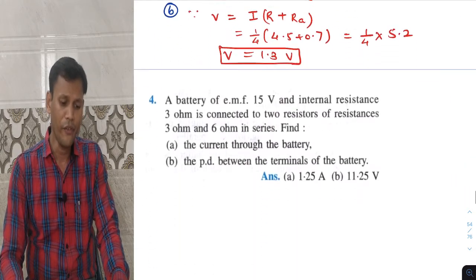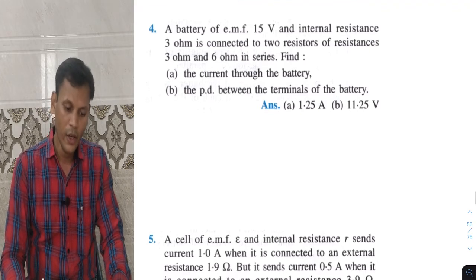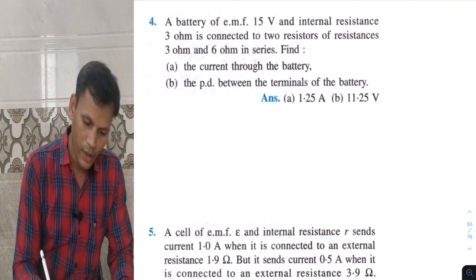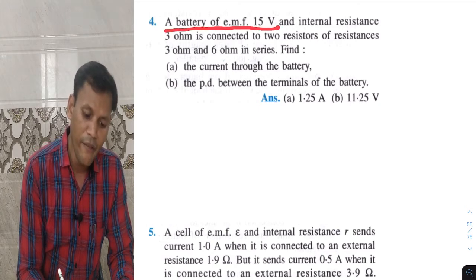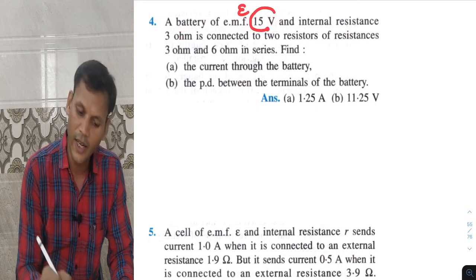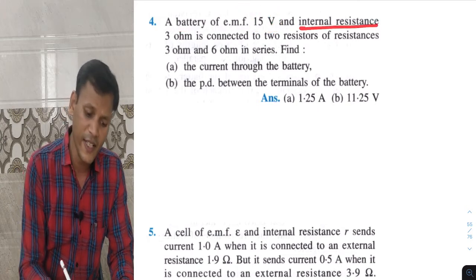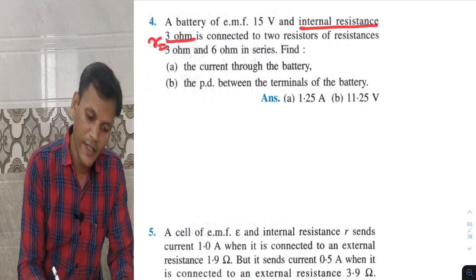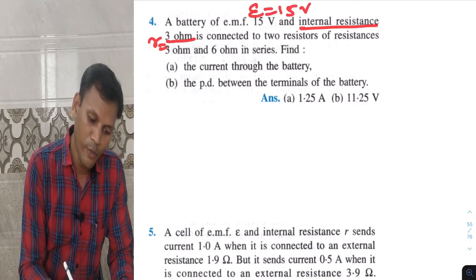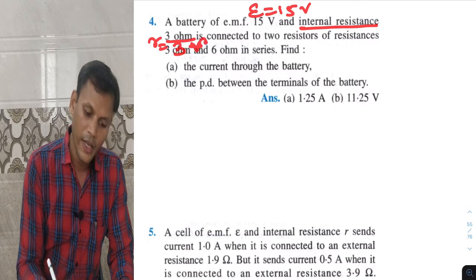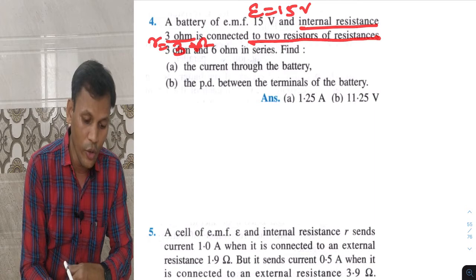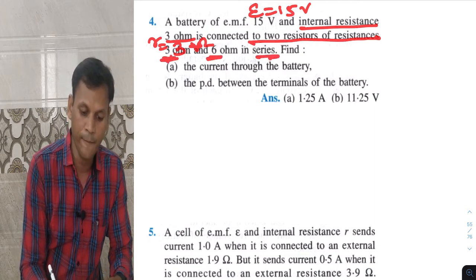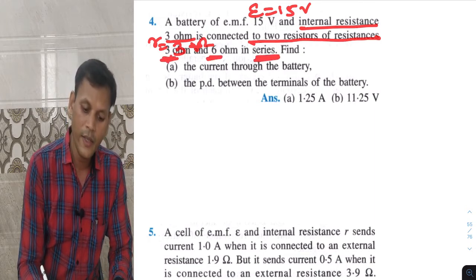Now we will proceed to the next sum, that is question number 4. As we can read it, a battery of EMF, electromotive force of the cell, that is E, and internal resistance, that is small r, where EMF is 15 volt and small r is 3 ohm, is connected to two resistors of resistances 3 ohm and 6 ohm in series.